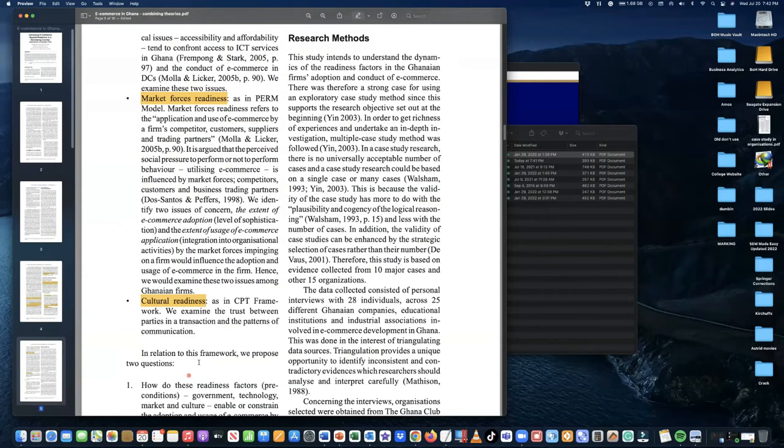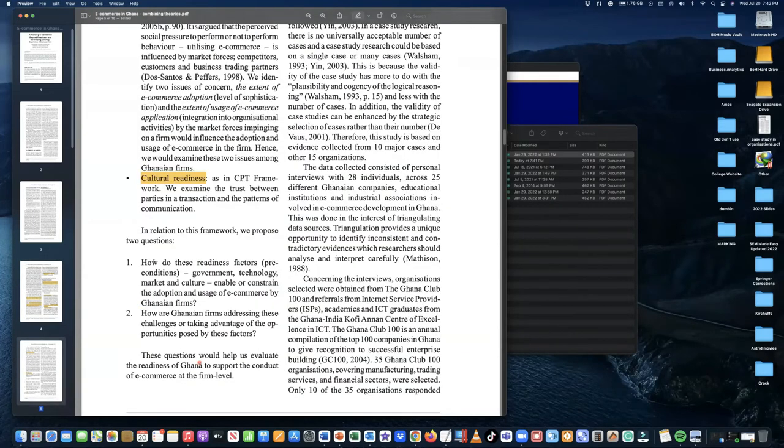So if you look at my research question, which is tied to my research framework: how do these readiness factors as preconditions, government readiness, technology readiness, market and culture, enable or constrain the adoption and usage of e-commerce? How are Ghanaian firms addressing these challenges or taking advantage of the opportunities posed by the factors?